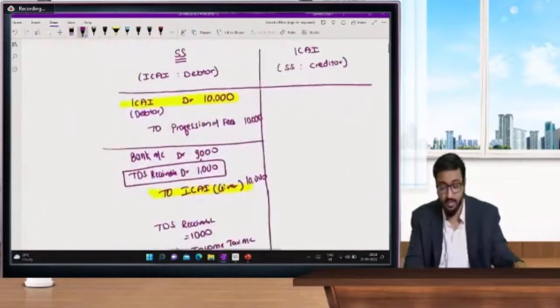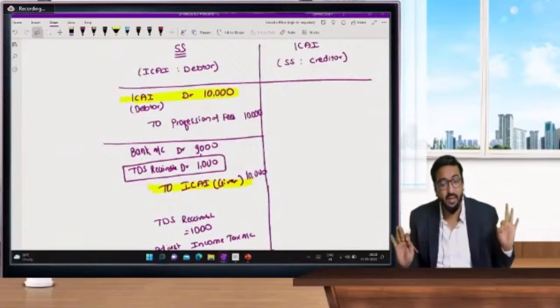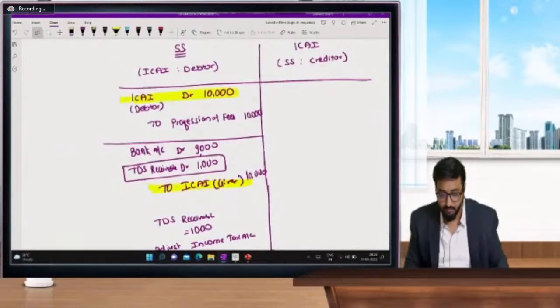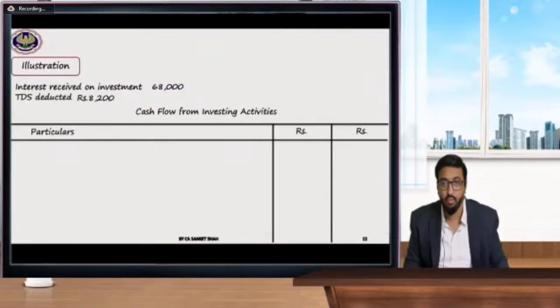All entries are over. Again, debtor-creditor relationship. Take a break. And after the break, we are going to solve the remaining part of TDS. I hope now you understood it. Today, I want to complete the logic of cash flow statement. Make sure, so this is only we have divided till now all activities.